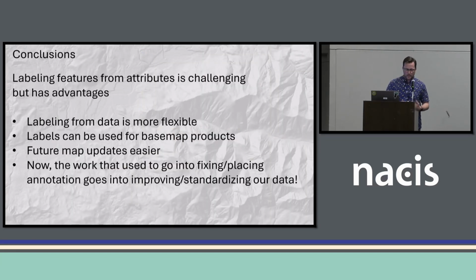So we really like using labels on our maps. Even though it has its challenges, we really like the advantages that it provides us. One of those just being that it's more flexible. We can use them for maps with different scales. They draw dynamically on the maps. We can use these for our base map products like vector tile packages that aren't compatible with annotation. In theory, these make future map updates easier, so the next time we update one of these maps, if the underlying data has been edited, we open it and the labels will refresh in the correct way.